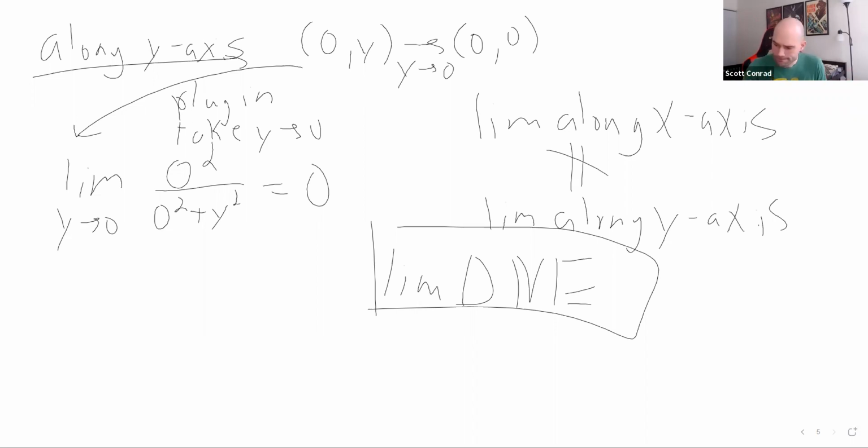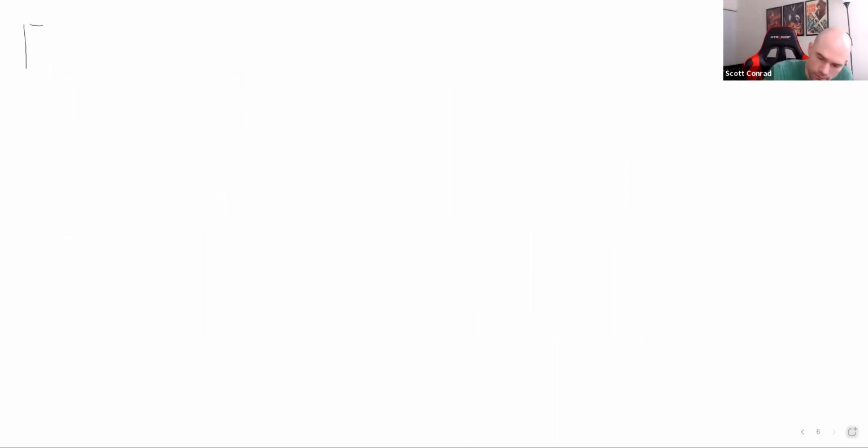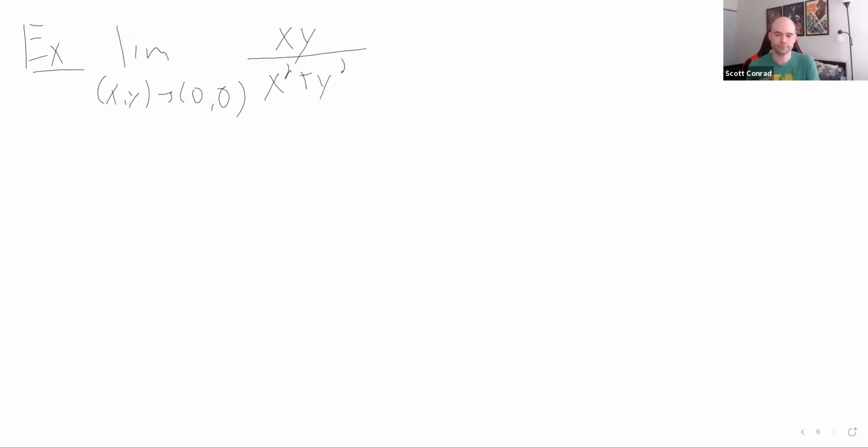Okay. So let's do a slightly different example. So instead of x squared over x squared plus y squared, let's do xy over x squared plus y squared. Okay, so we're approaching (0, 0) again. Let's really, really quickly do what we just did.